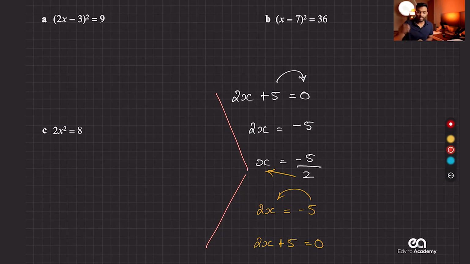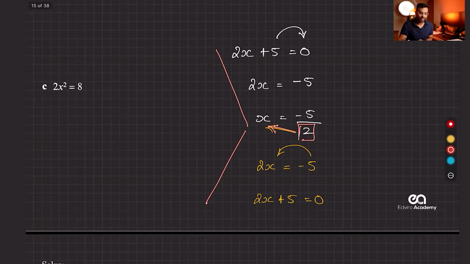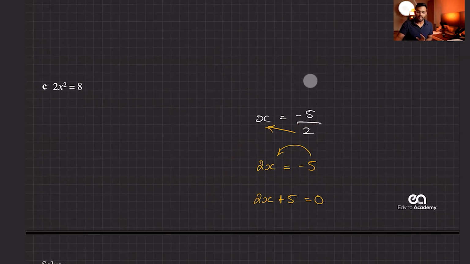So if you ever have a number at the bottom, what would you do? If you're taking it to the other side, you're going to cross multiply it all the time. Yes, that's a simple way, guys. I don't want you guys to think that it is too hard. It's a very simple algebraic manipulation.